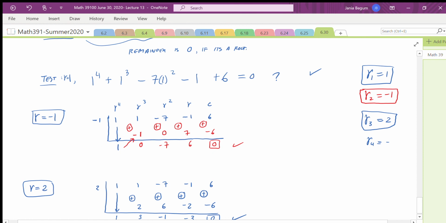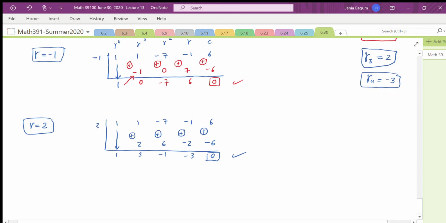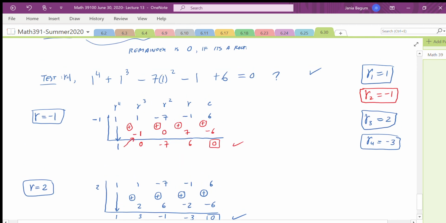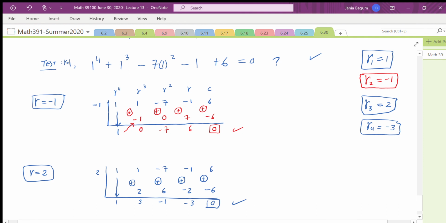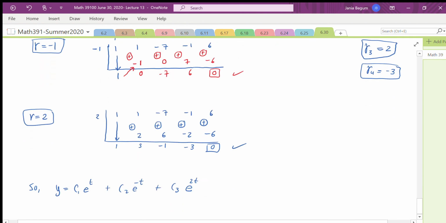So there you go. You have 4 distinct real roots. So I know what the solution looks like. It's an exponential, e to the rt, with R1, R2, R3, R4. So y is equal to C1 e to the t, since R1 is 1, plus C2 e to the negative t, plus C3 e to the 2t, and C4 e to the negative 3t. So that's the solution to this problem. How do you guys like that?